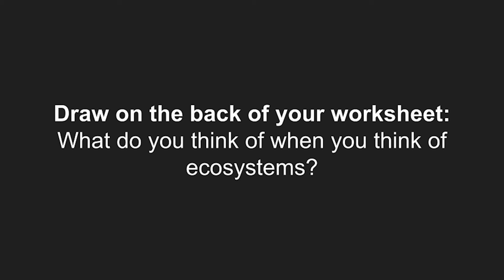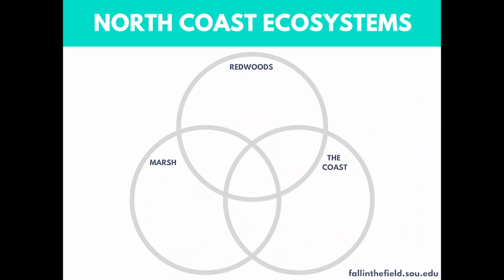Next to your drawing, write down 3 to 5 words that describe your ecosystem picture. If you're in the classroom, feel free to share what you have written down. Then, you can add 1 to 2 of the words from your drawing to the 3 ecosystems Venn diagram. Pause the video here if you need more time, and resume play when you are done.